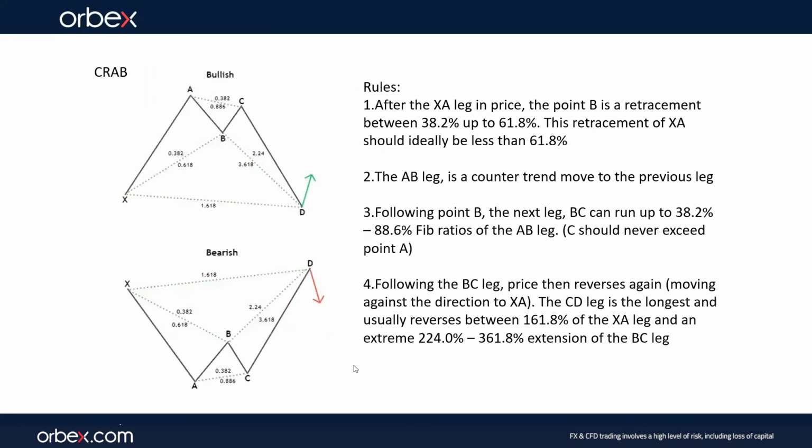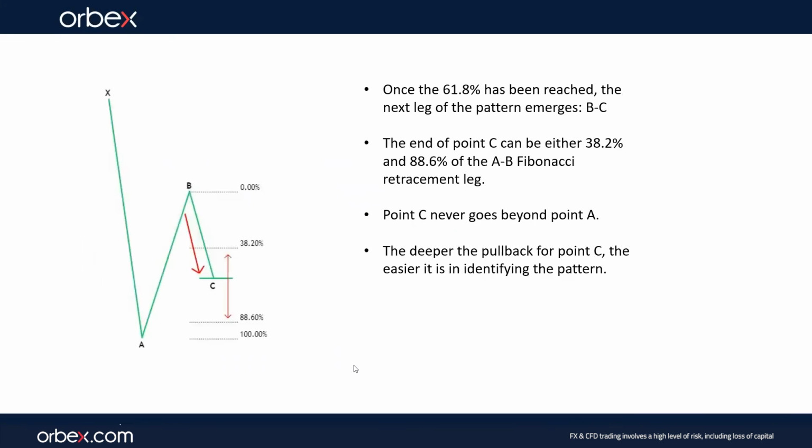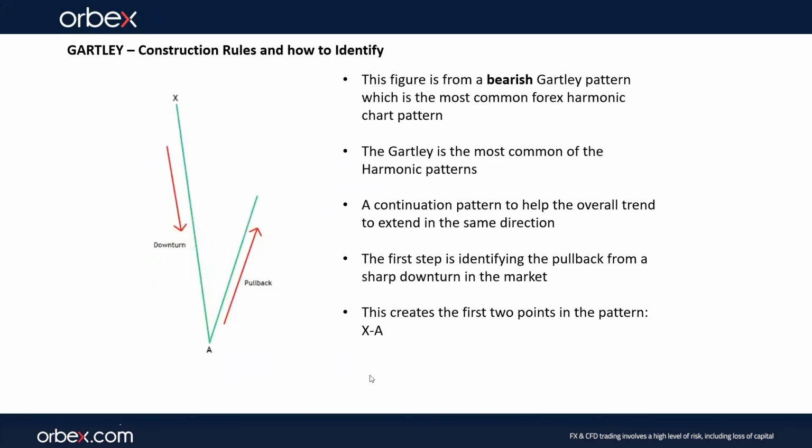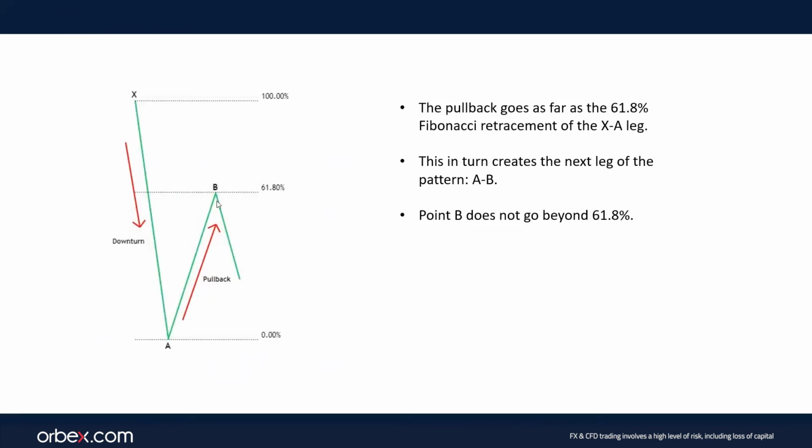So that's the end of the presentation. I just want to go back again and quickly go through what we're looking at. So we've got the downturn. This is for a bearish pattern. For any bearish pattern, actually, you've got the first downturn, X to A. Then you've got the pullback. On this pullback, we are now looking at the 100% from A to B.